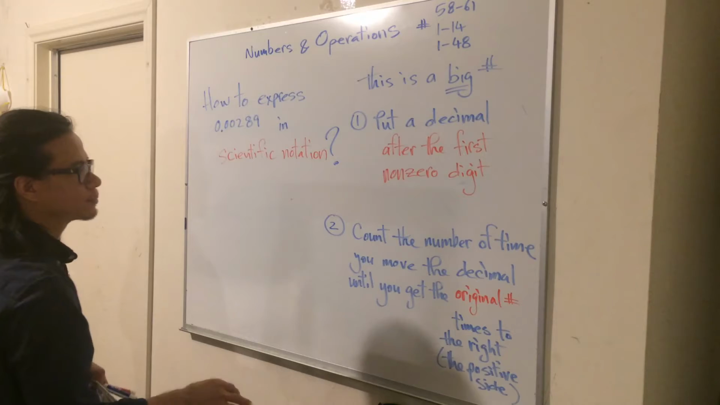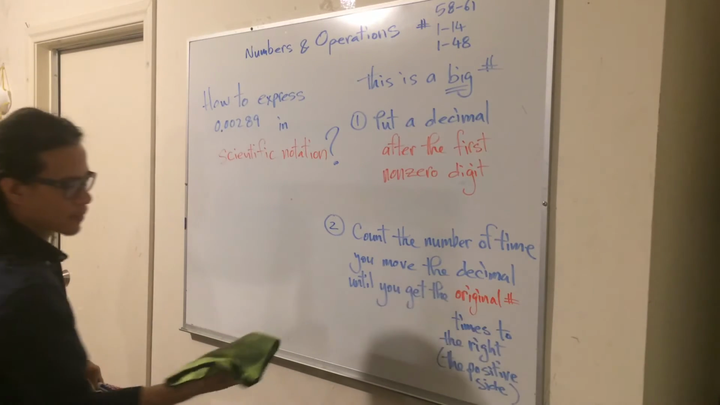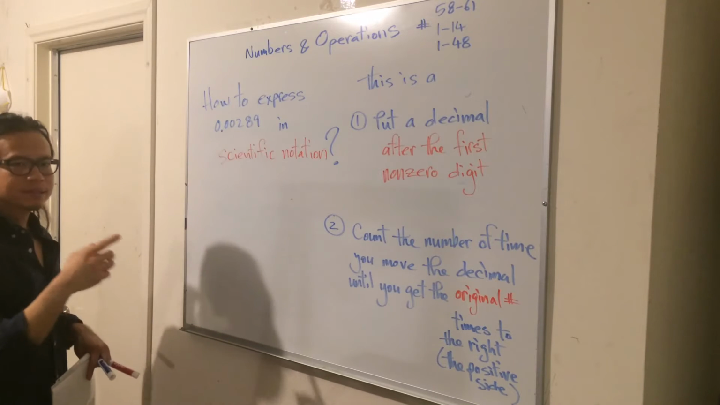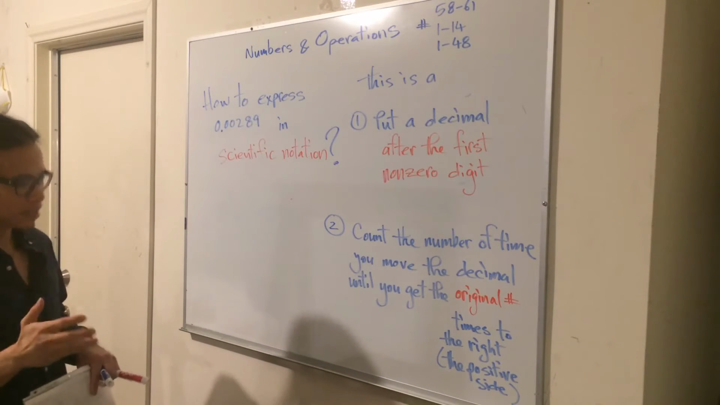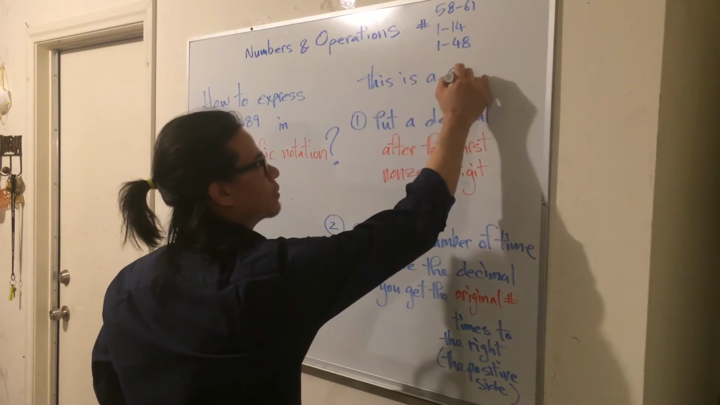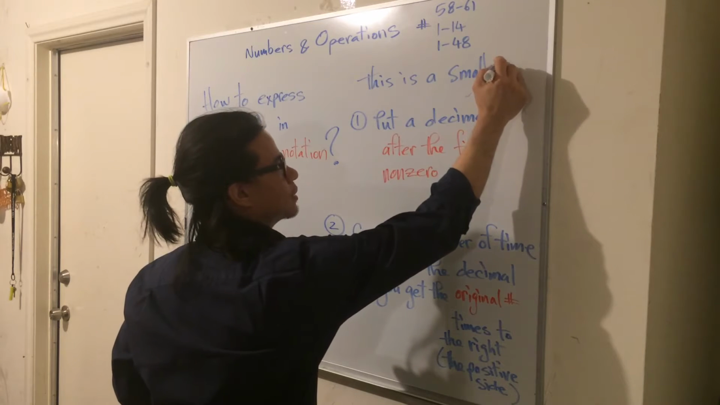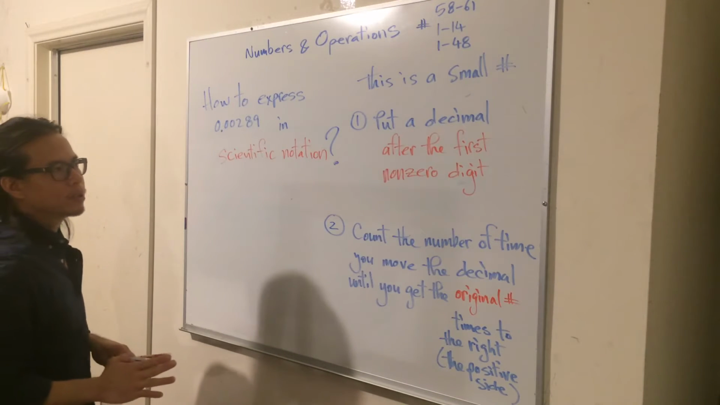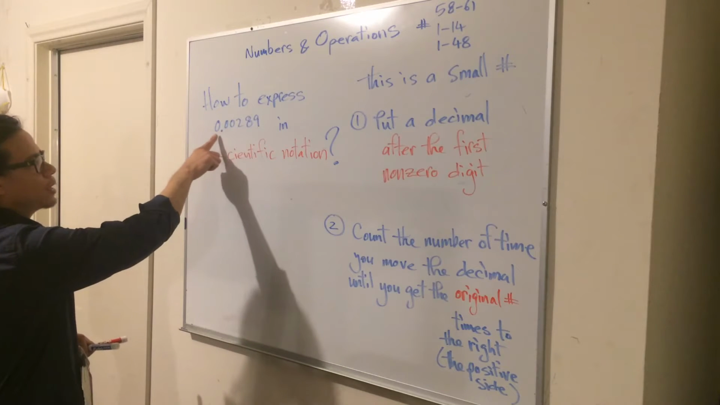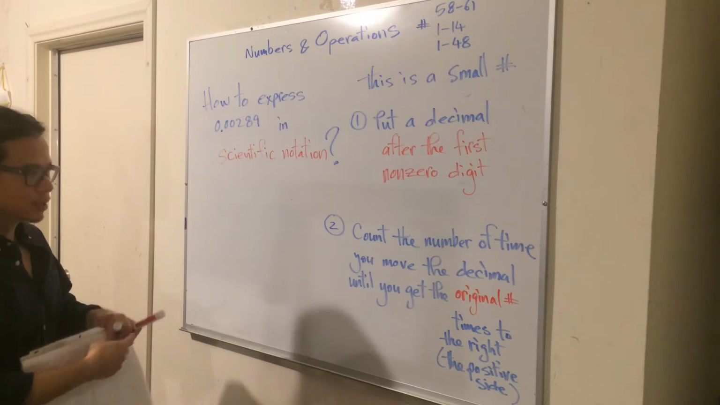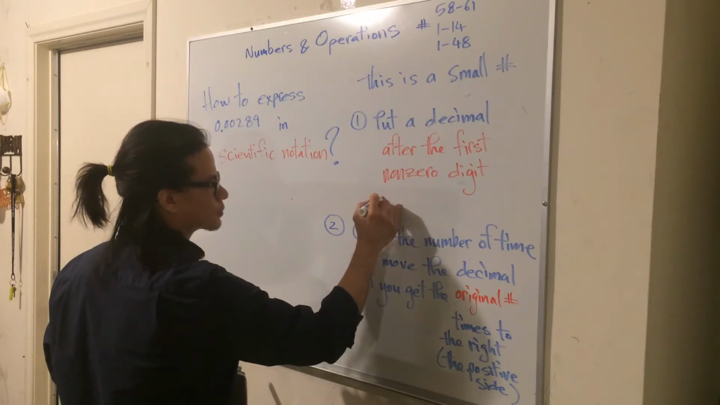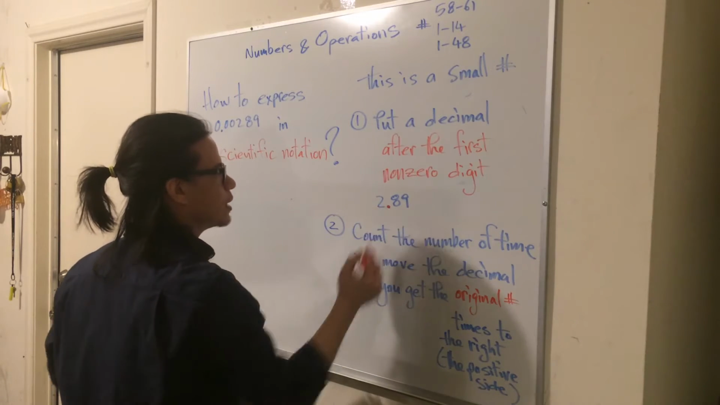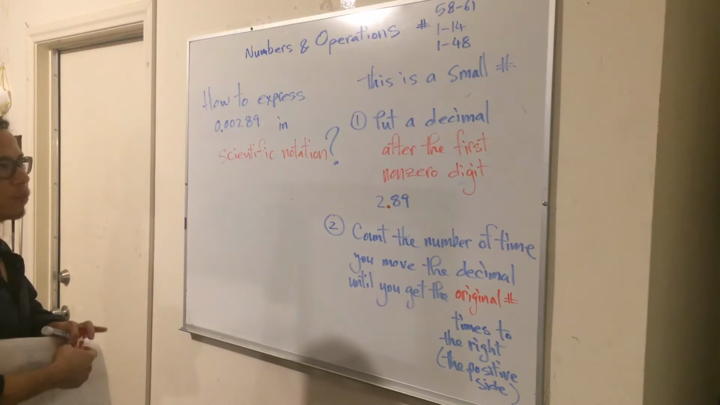Okay, so let's break this down for you. Ask yourself, is 0.00289 a big number or a small number? If you say small, you are correct. So this is a small number. Really small number. So step 1, let's follow the same path. We're going to put a decimal after the first non-zero digit. The first non-zero digit would be the 2. So let's put the decimal point after the 2. Like so. So you get 2.89. That's step 1.